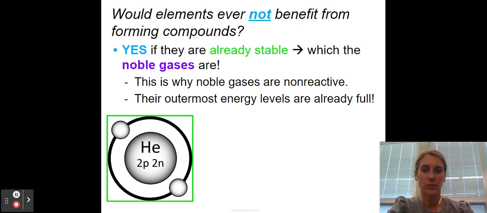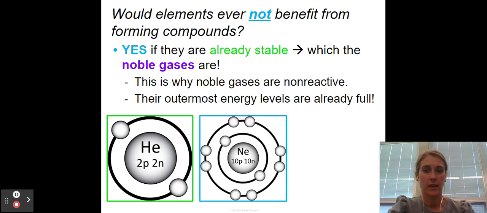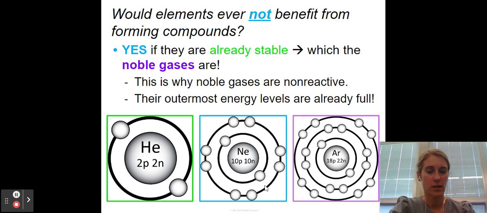So here's helium. We have 2 electrons in its outer shell. It's good with that. Neon, and so it's 1s2, by the way. Neon is 1s2, 2s2, 2p6. So it's good. It has 8 total in its outer shell. And argon, it's 1s2, 2s2, 2p6, 3s2, 3p6. So again, 8 electrons in its outer shell.